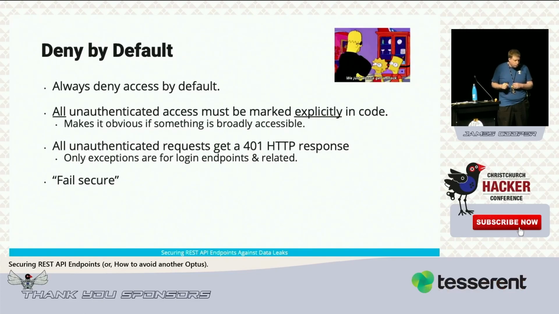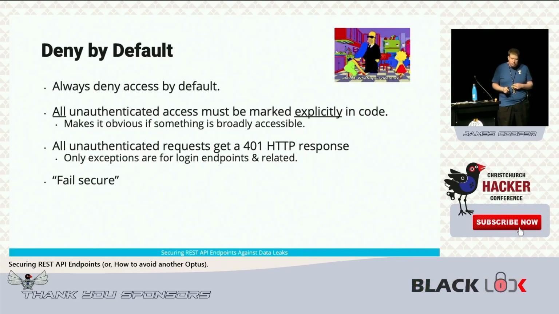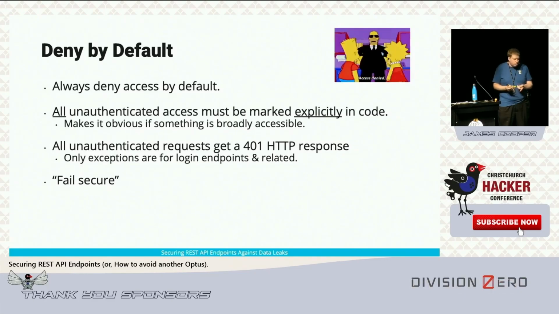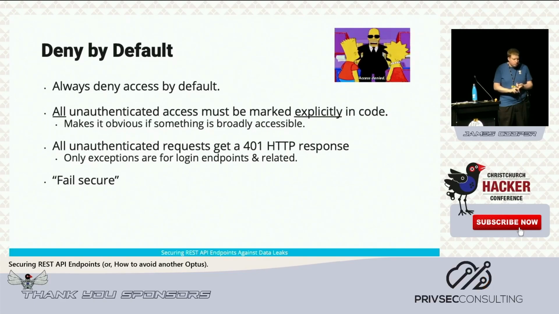Very slight caveat. All unauthenticated access must be explicitly in the code. So deny by default means two things. It means that, obviously, anyone who turns up without credentials gets turned away, but also that every time people can access something without authentication, it must be marked explicitly. If there's nothing saying you need this level of authorization to access it, then no one gets access to it.